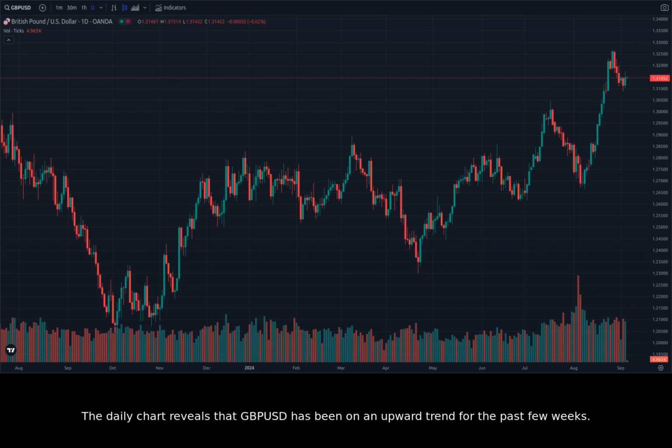The daily chart reveals that GBPUSD has been on an upward trend for the past few weeks. This upward trend has been fueled by the weakening US dollar and positive economic indicators for the UK. The bulls have managed to push the price above several key resistance levels, indicating a strong bullish sentiment. The recent pullback from the 1.3250 level has been relatively minor, suggesting that the bulls are still in control.